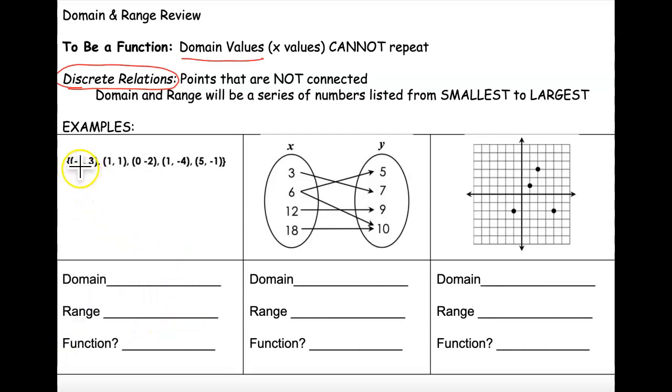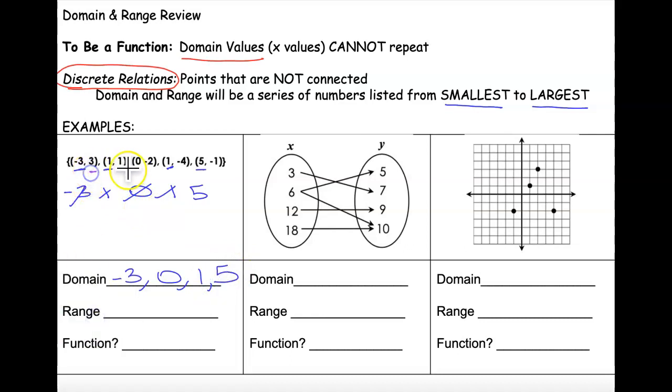So for this first example, my domain would be these x values, so -3, 1, 0, 1, and 5. We list them from smallest to largest, and the other thing is we do not repeat. So if a number happens more than one time, we still only list it once. My smallest number in the domain is -3. Then we have 0. And then we have 1, which shows up 2 times. We only put it one time. We don't have to list it both times. And then 5.